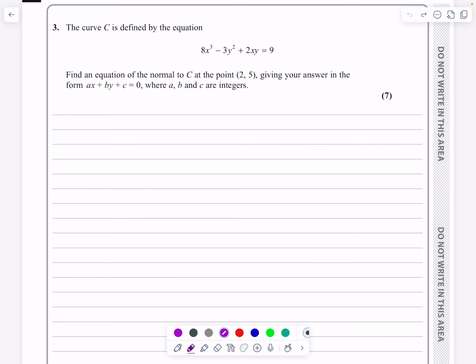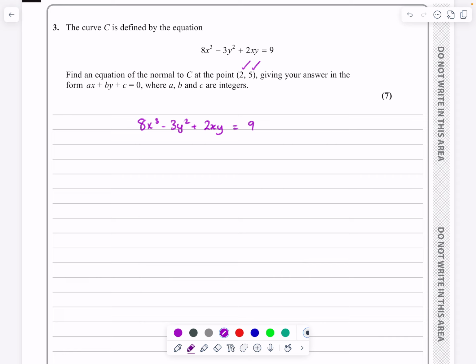So it says our function is 8x cubed minus 3y squared plus 2xy is equal to 9. So that's some curve. Don't need to draw it out to be able to do this question. And it says, can we find the equation of the normal at the point (2,5)? So if it's at the point (2,5), then I've got my x1 and y1, but I also need the gradient. I need my m. Okay, so in order to do that, I need to be able to differentiate. So in order to differentiate, I need to look at this function.